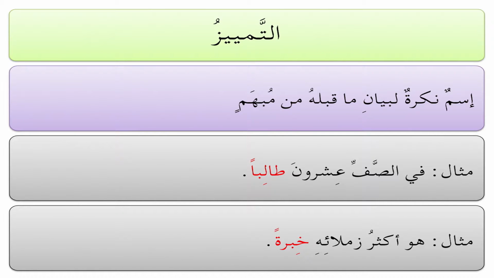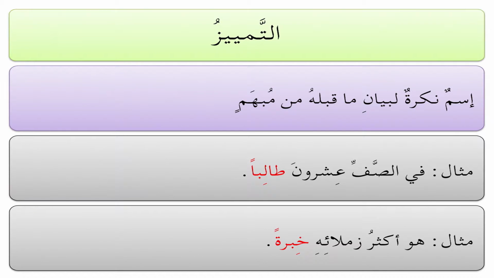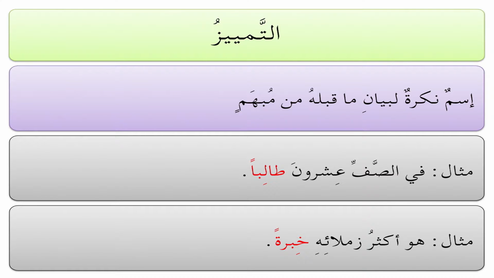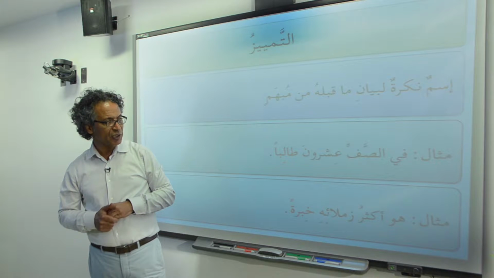For example, في الصف 20. Let's suppose that we stop at the word 20. You'd say 20 what, right? In class there are 20, it could be 20 chairs, 20, etc. So طالبا here comes to specify. That's what the tamyiz does, to specify so that 20 does not remain ambiguous. So في الصف 20 طالبا, there are 20 students in the classroom.